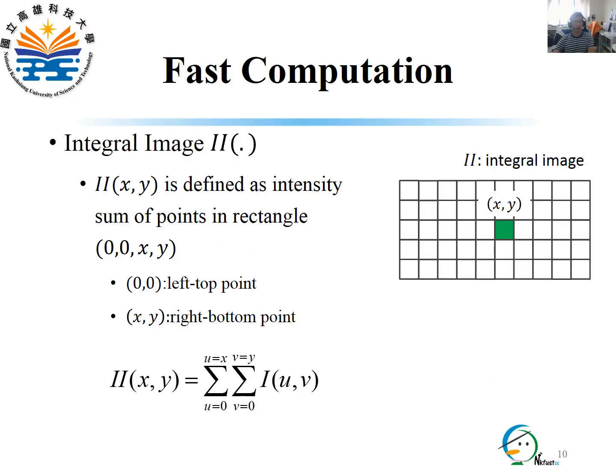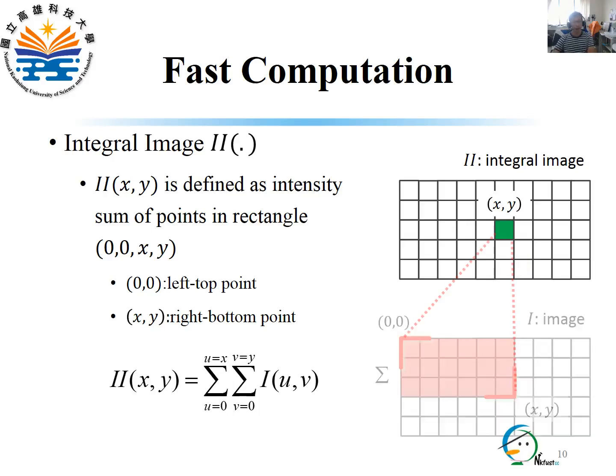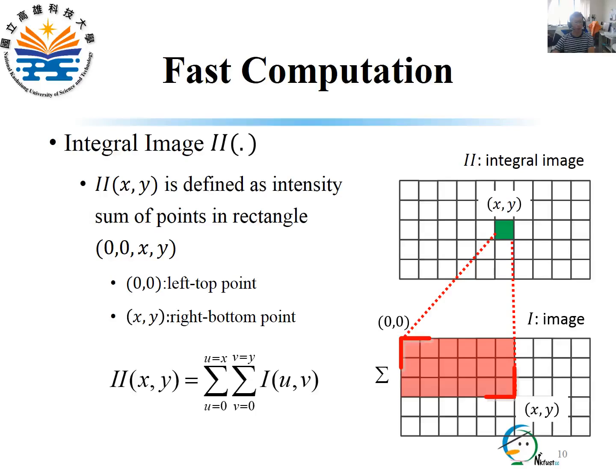What is an integral image? II(x, y), a point (x, y) in the integral image, is defined as the intensity sum of points in the rectangle taking (0, 0) as the left-top point and (x, y) as the right-bottom point. The formal definition of II(x, y) can be expressed as this equation.